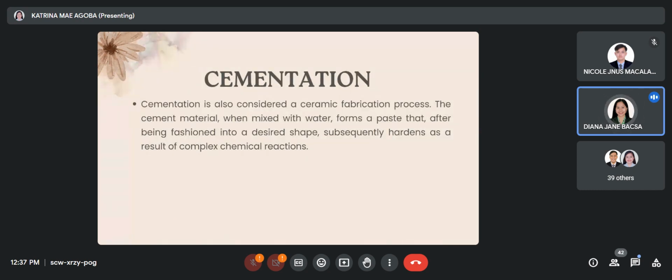Lastly is cementation. Cementation is also considered a ceramic fabrication process. The cement material, when mixed with water, forms a paste that, after being fashioned into a desired shape, subsequently hardens as a result of complex chemical reactions. So this process is often used for manufacturing products like refractory bricks, abrasives, and dental restorations. That's all. Thank you.